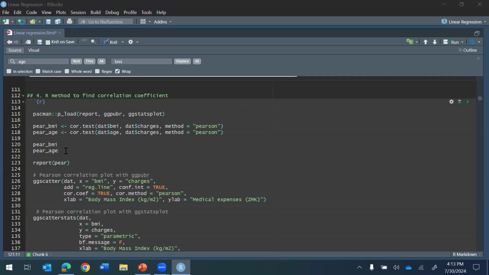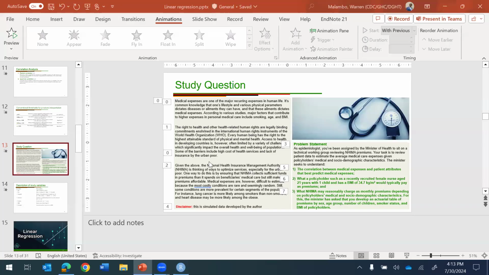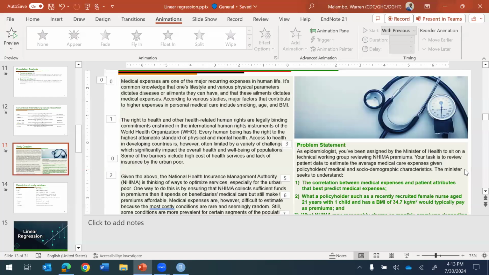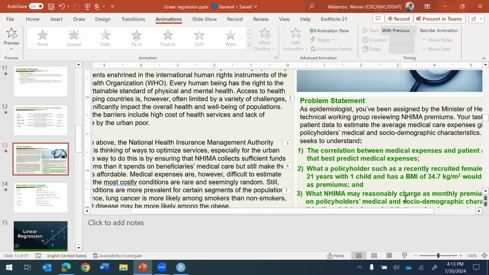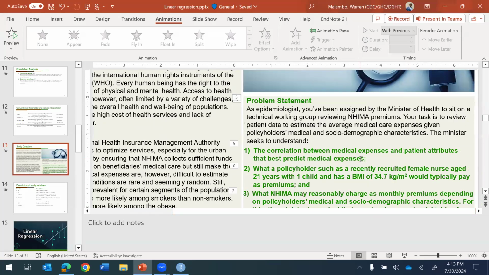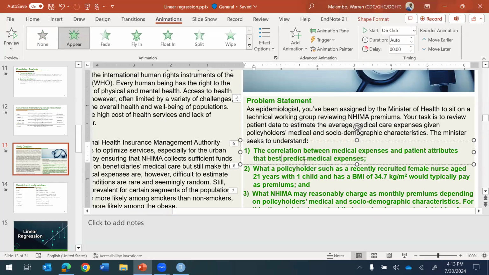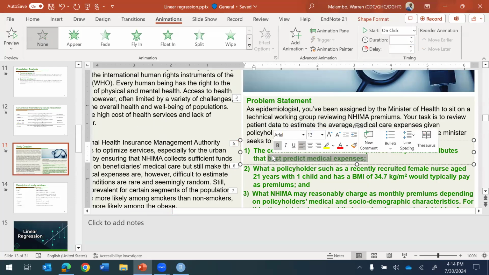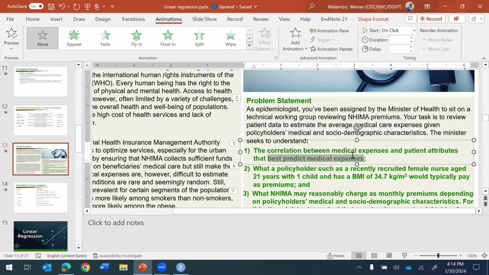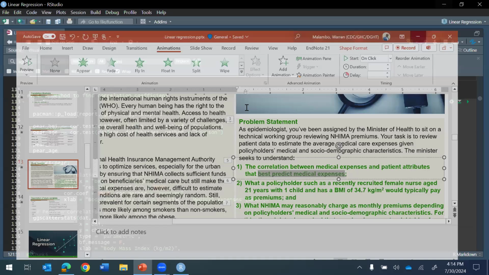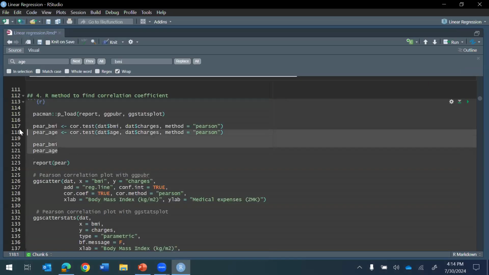Are we able to answer that? The last part, we know which attributes are correlated. We know that BMI is correlated to medical charges, and that correlation is large. Age is correlated to medical expenses, and their correlation is small. But the question that the minister asks is, of these correlations, which one best predicts medical expenses? So are we able to explain that from the correlation test that we have done? Are we able to choose between age and BMI, which one of these two would best predict medical expenses?